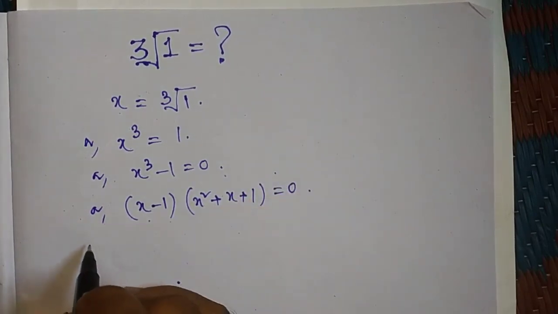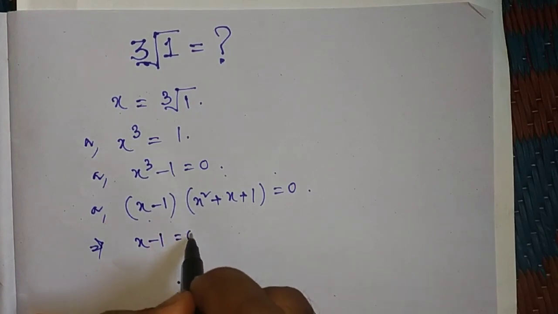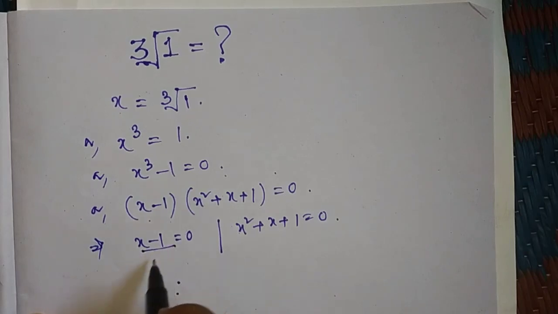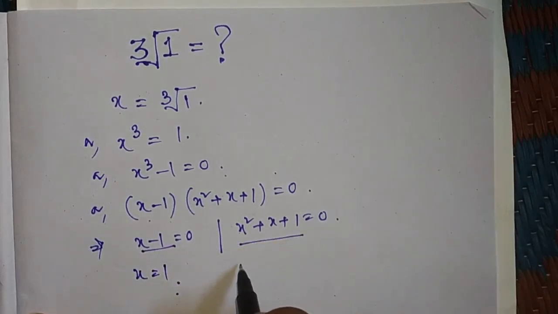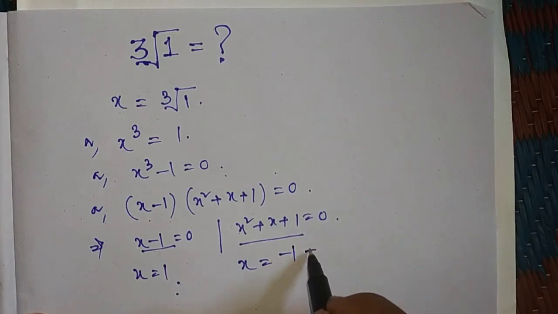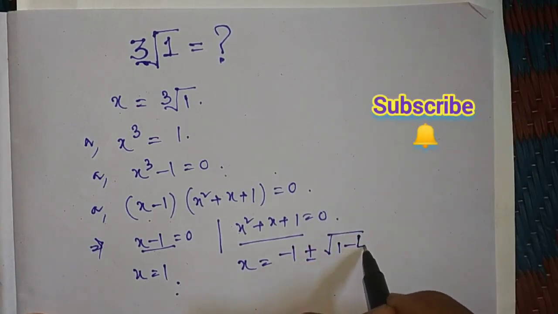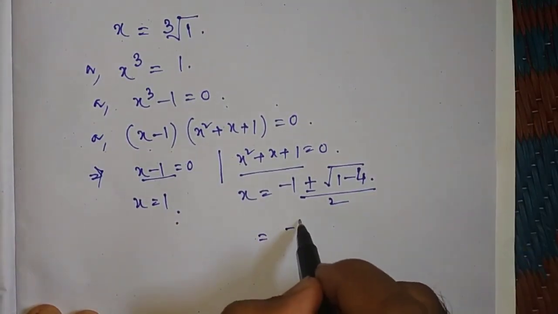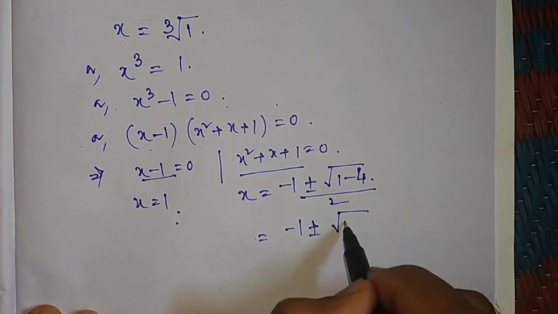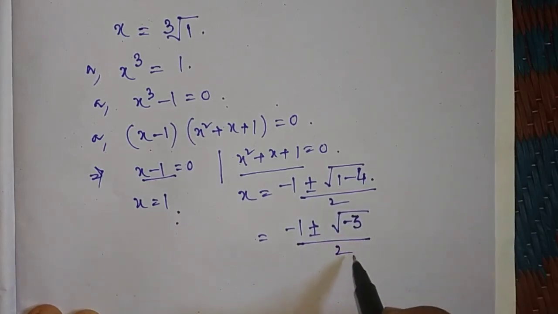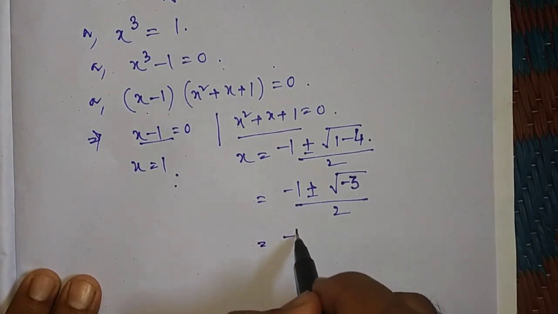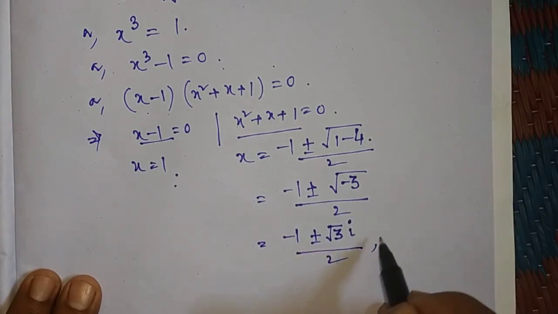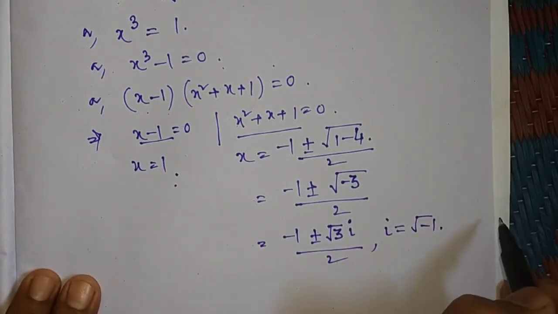and this is equal to 0. This will imply x minus 1 is equal to 0 or x squared plus x plus 1 is equal to 0. And from this we have x equal to 1, and from this we have x equal to minus 1 plus or minus root under 1 minus 4, by 2, or minus 1 plus or minus root minus 3, by 2, and this is equal to minus 1 plus or minus root 3 i by 2, where i is equal to root under minus 1.